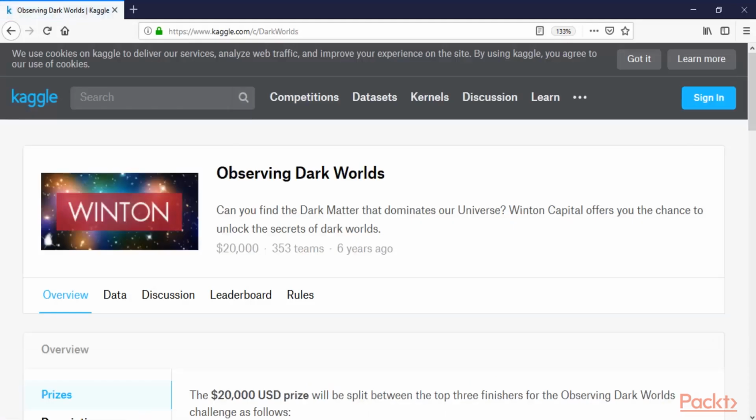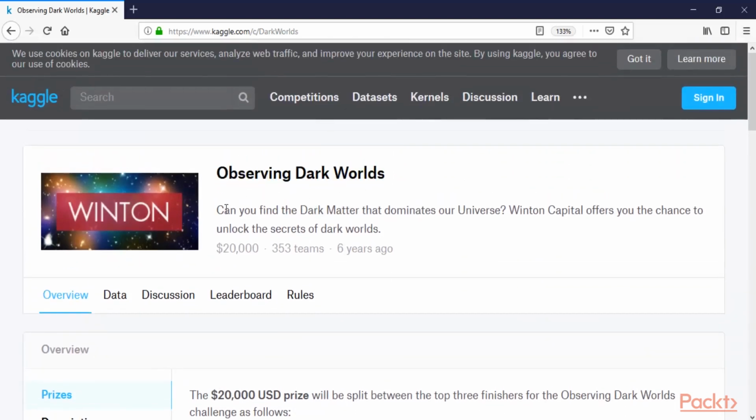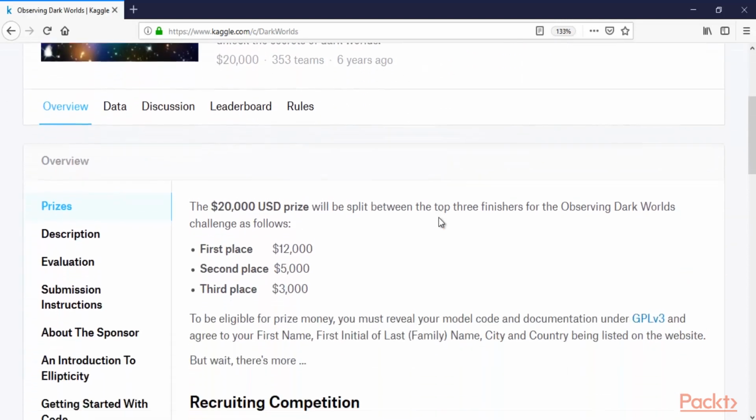So here it is. So basically this was the complete challenge here to complete this project. This was the competition. So we need to understand what this project is, and we need to understand the description of the project here. So this is observing dark worlds. So the question was, can you find the dark matter that dominates our universe? So in our universe there is dark matter. We need to find out the dark matter inside our universe. Winton Capital offers you the chance to unlock the secrets of dark worlds. So this was the prize of that project, $20,000, right?